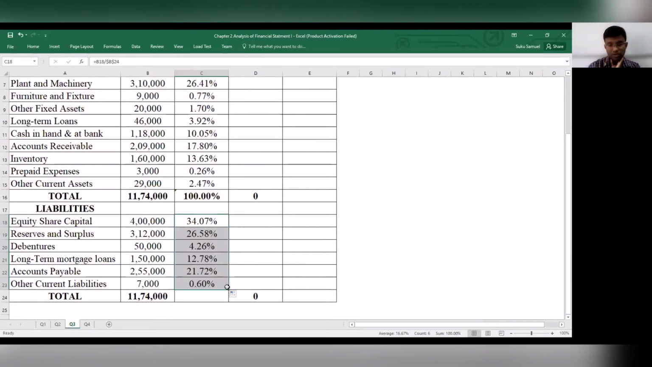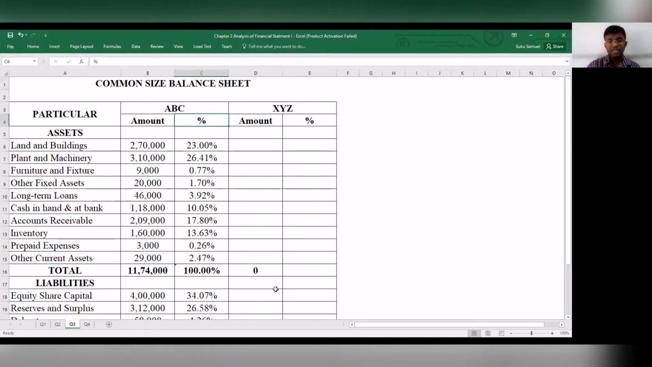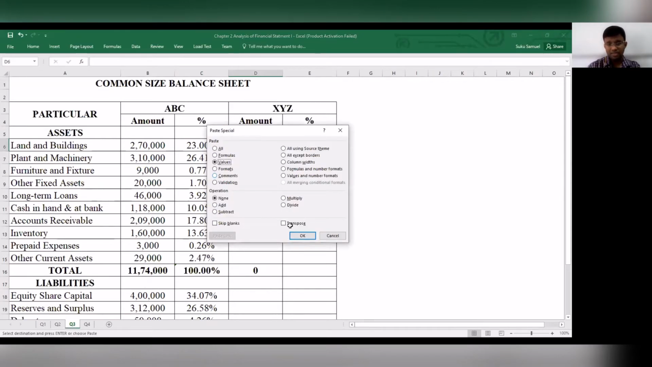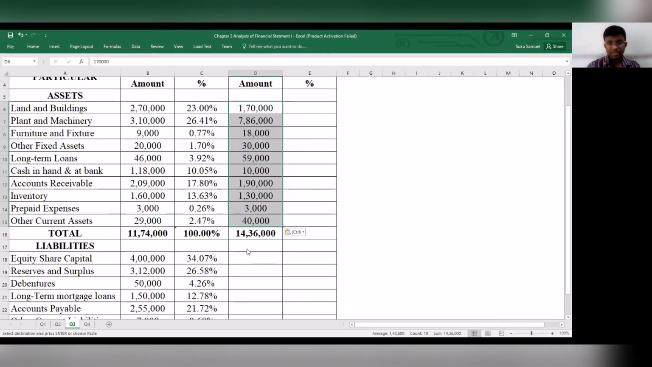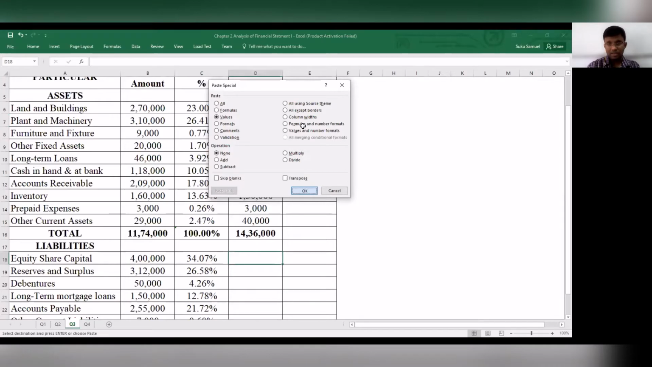So I'm just going to quickly work out the formula for this as well, and I've done the calculation. I've just completed calculating the percentages for my company ABC. Similarly, we will have to work out for company XYZ, and I'm just going to quickly do that as well. And let me just work out the total percentages for XYZ as well.